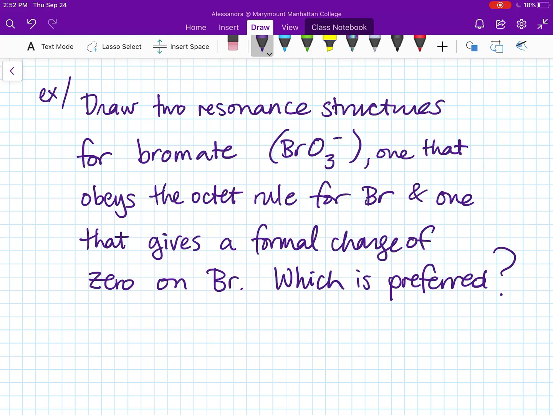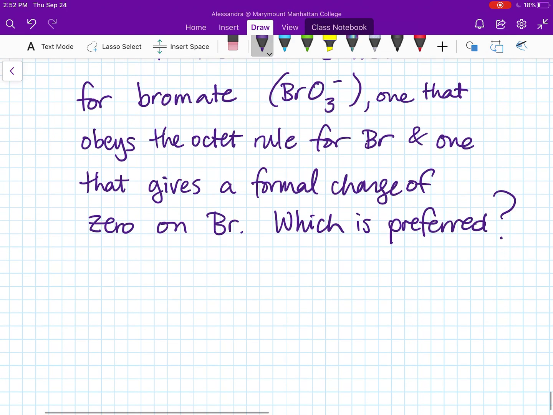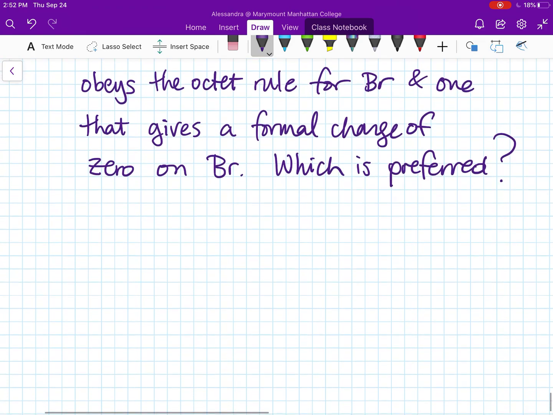Bromine is the central atom here, being the unique atom. And one resonance structure that gives a formal charge of 0 on bromine. And then judge which would be the preferred or more important resonance structure of the two.